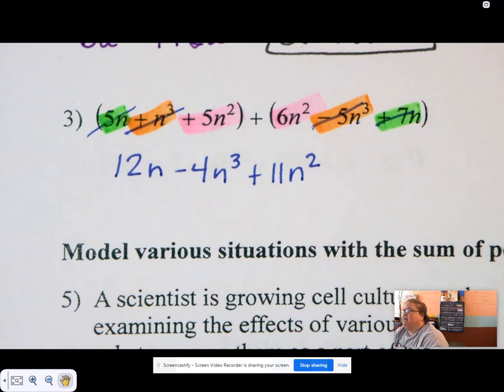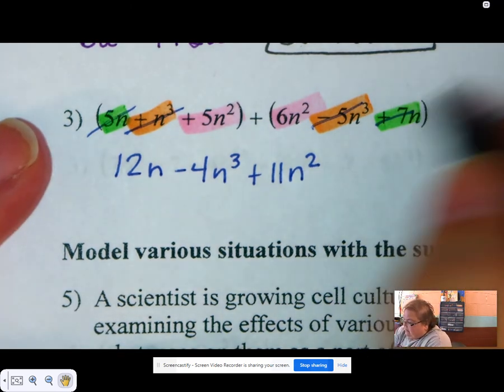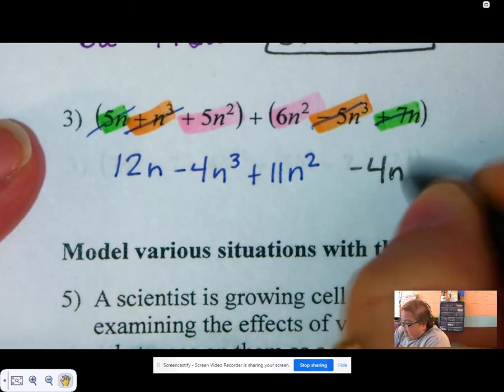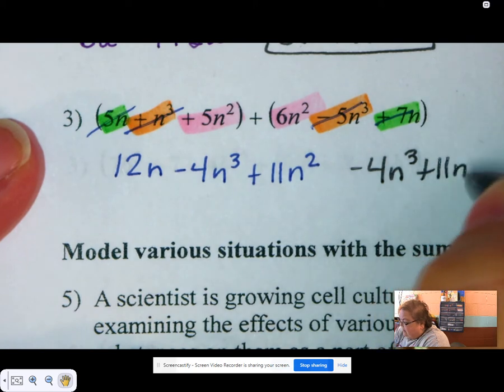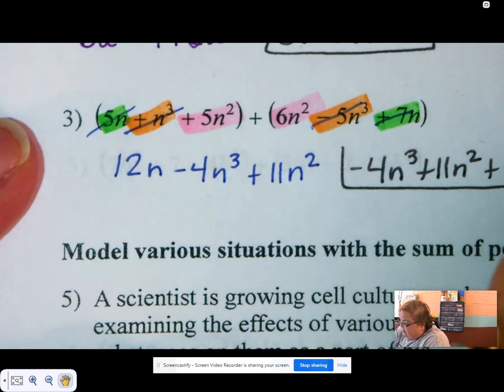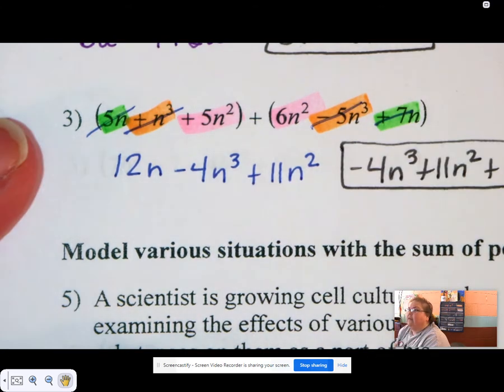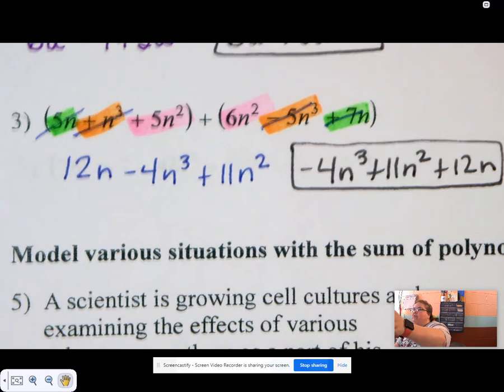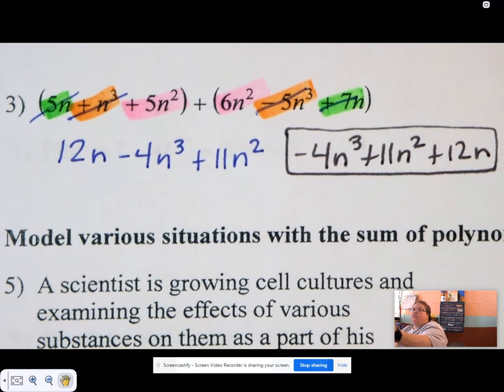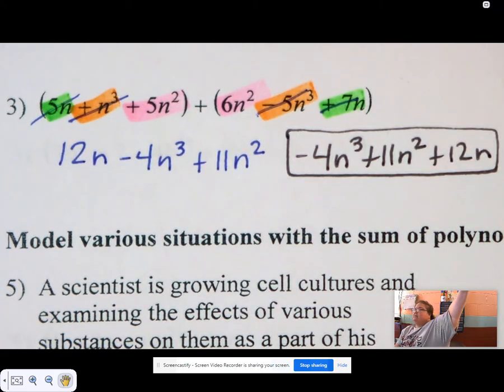Caden, is that my final answer? No, it's not in standard form. Caden, what does it look like in standard form, please? That is exactly right. This should be your final answer. So, like I said, however you need to do it to get to that correct answer, I'm good with. How many of you got that one correct? Nice. Very good. Any questions?